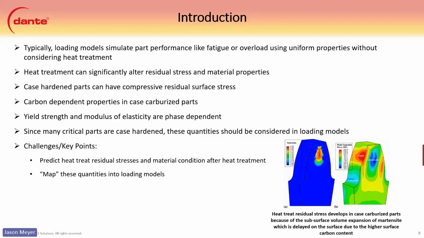And so the big challenge and key point of this whole presentation is being able to predict the residual stresses and the material condition after heat treatment, and then be able to map these quantities into a loading model that you can use and effectively see the differences between them. Here we have a contour that shows the heat treat residual stresses that are developed in the case hardened parts. And you can see the subsurface here in this martensite contour where the carbon is low and the temperature is low during quenching. The martensite will start first here in the core and then work its way towards the surface, leading to that compressive residual surface stress we were talking about.